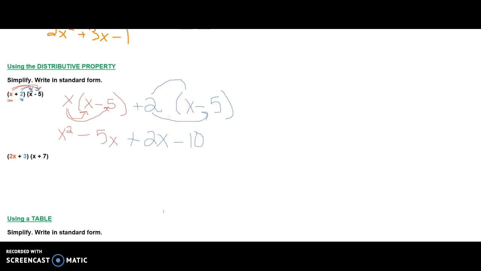And now we're going to finish off the problem by combining like terms. So we can combine these middle 2 terms, negative 5x plus 2x, and we can get x squared minus 3x minus 10.